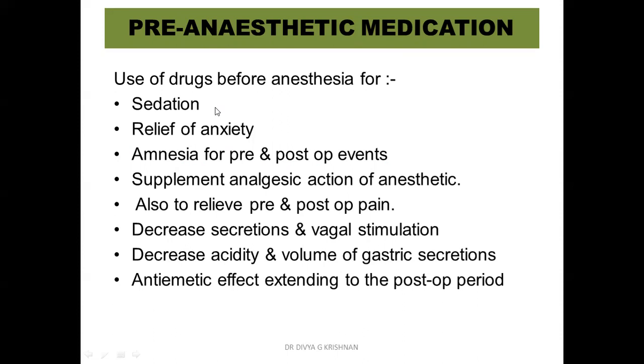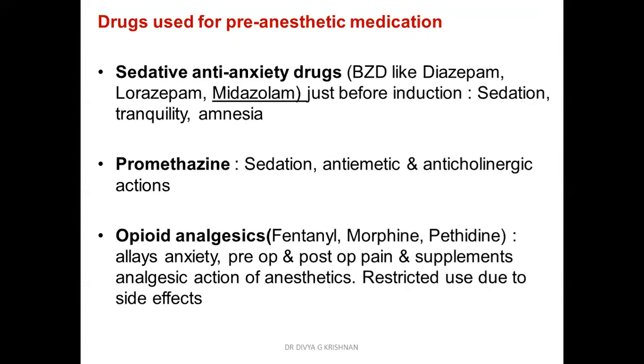It is to produce sedation, for relief of anxiety, for amnesia or forgetfulness of the pre and post-operative events, to supplement the analgesic action of the anesthetic, to relieve the pre and post-operative pain, decrease secretions and vagal stimulation, decrease acidity and volume of gastric secretions, and to have an antiemetic effect which can extend even into the post-op period. So whenever you're writing a short note on pre-anesthetic medication, you have to write these aims before you go on to the drugs.